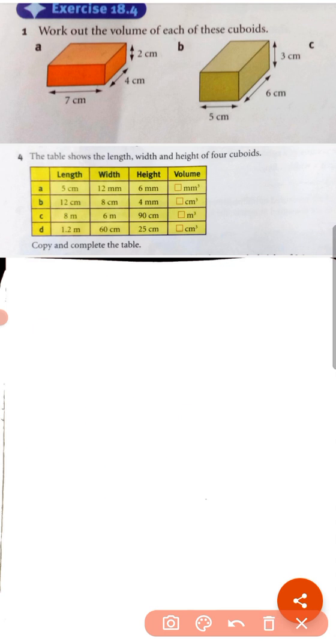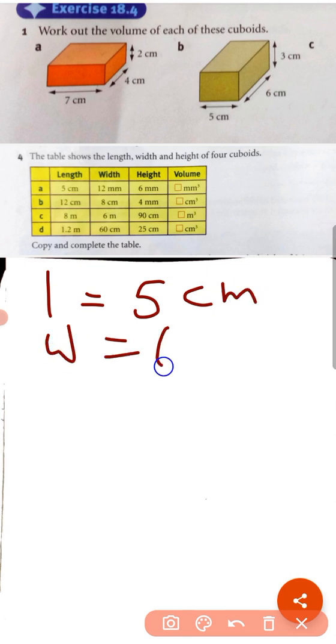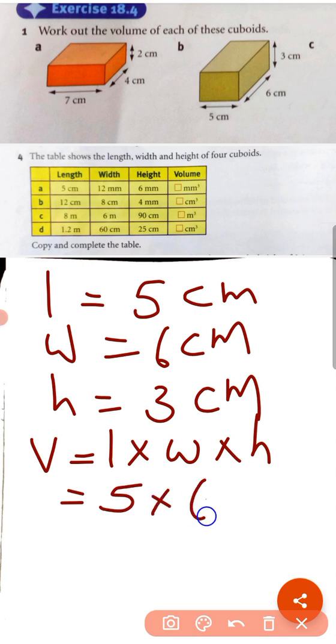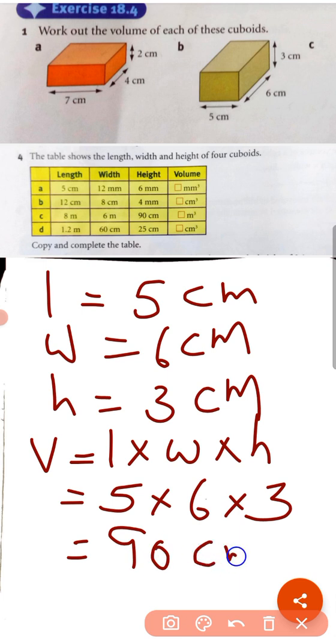Next question. The length 5 centimeter, width 6 centimeter and height 3 centimeter. So volume is equal to L into W into H, 5 into 6 into 3, which is 90 centimeter cube.